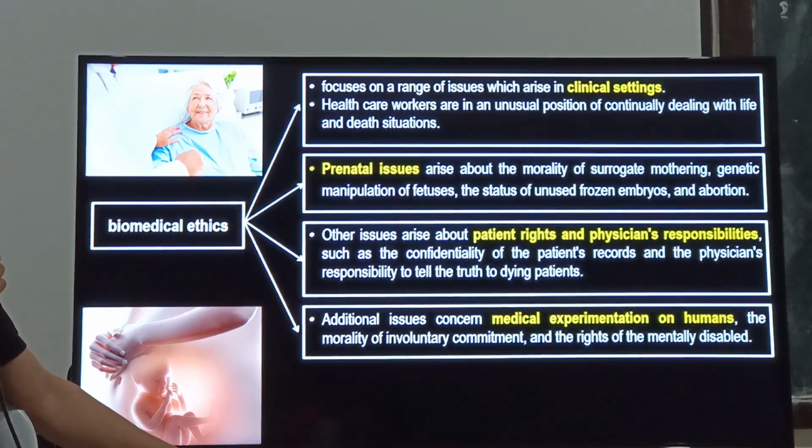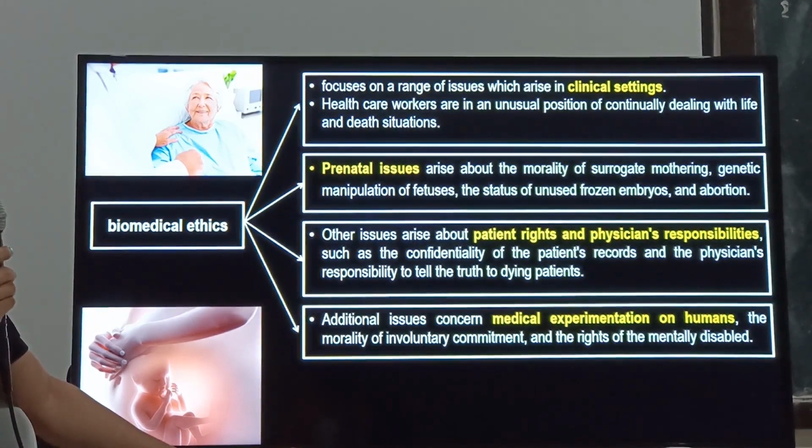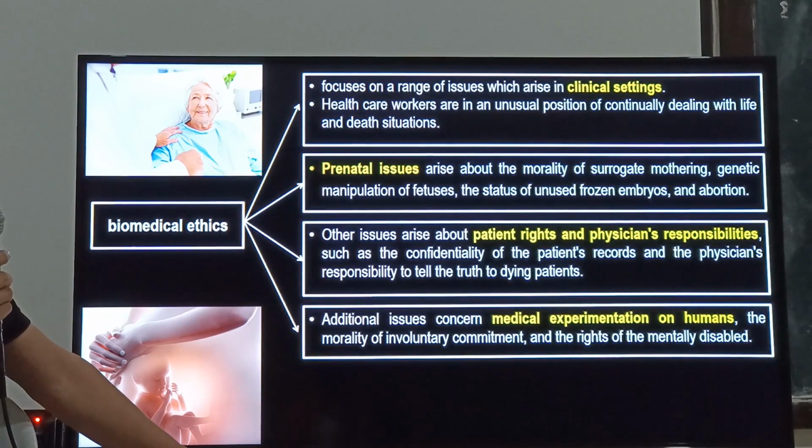And then additional issues concern medical experimentation on humans, the morality of involuntary commitment, and the rights of the mentally disabled. We cannot use persons to participate in a clinical trial without explaining to them the effects of the medicine that will be injected to them, as in the case of the studies right now ongoing relative to the vaccines that will cure COVID-19.